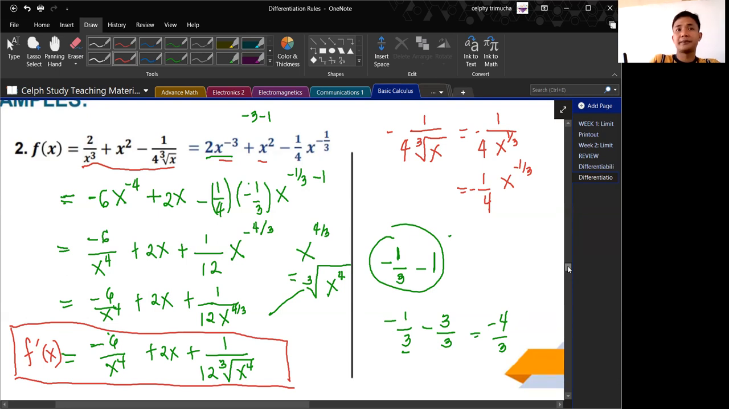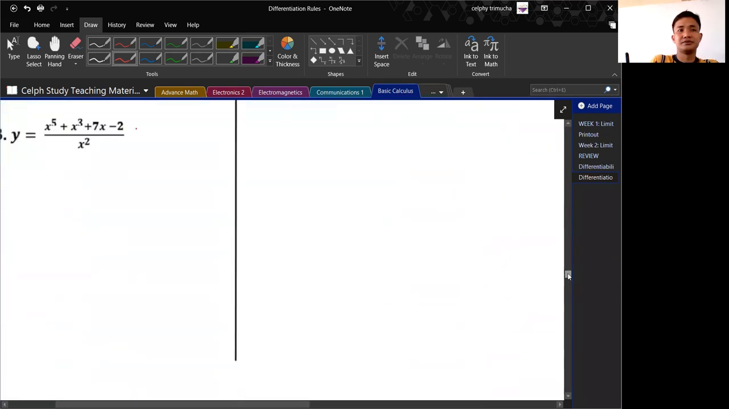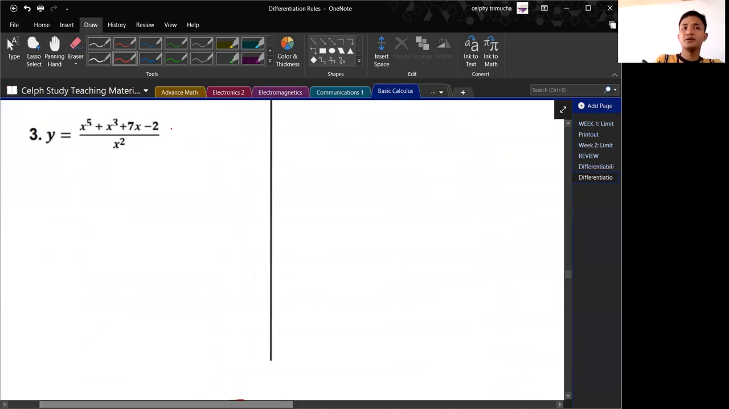Okay, another example para medyo damo-damo sang ma-discuss. So we will have, what if given ka sa amo ning form of equation, you have x to the fifth plus x cubed plus 7x minus 2 all over x squared. So you have duwa ka polynomial or duwa ka equation, ara siya sa fractional form. So we have x to the fifth plus x cubed plus 7x minus 2 sa babaw, and then we have x squared sa dalom.